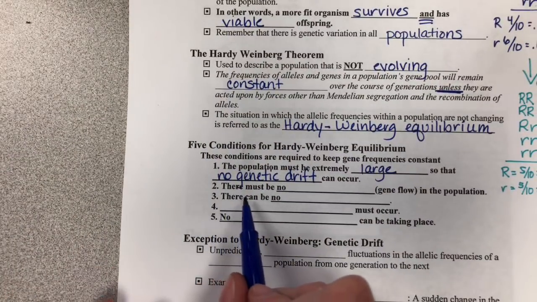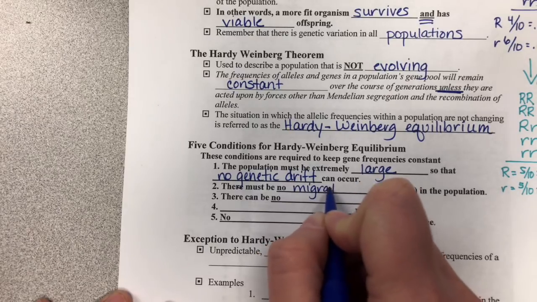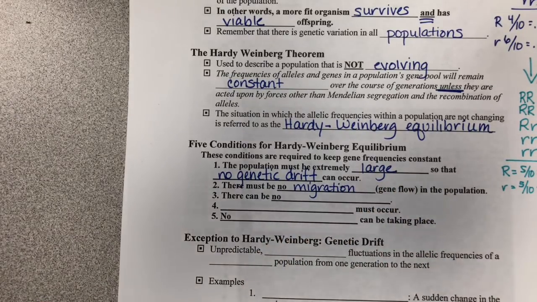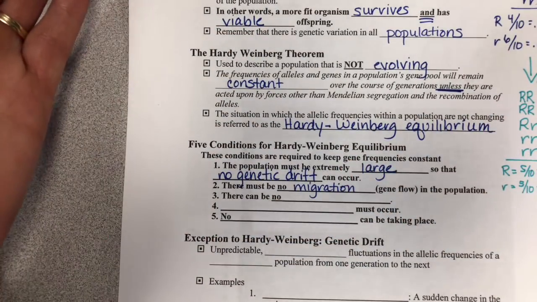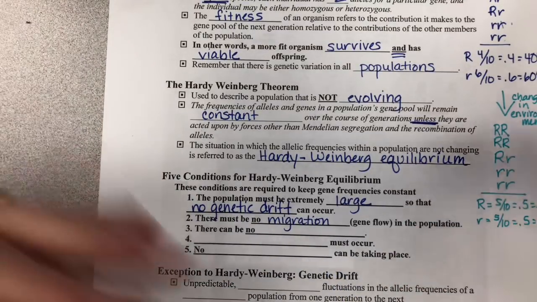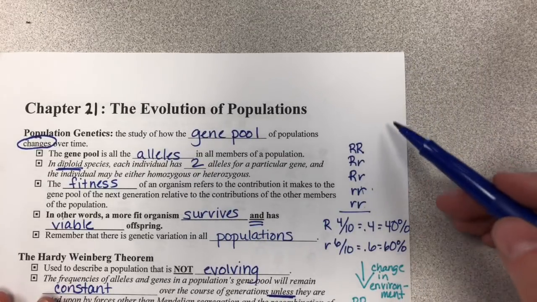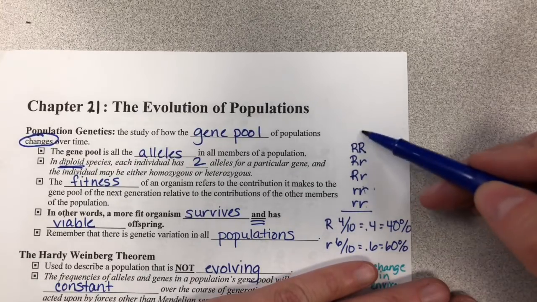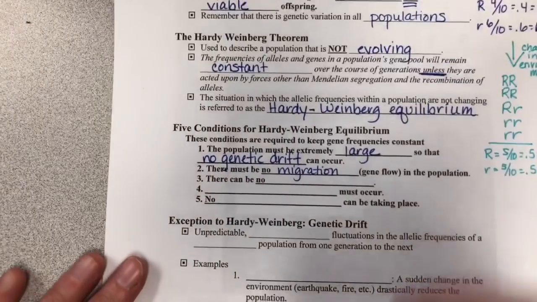Number 2, there must be no migration, so no gene flow in the population. No individuals can move in and no individuals can leave. That's migration: there's immigration and emigration, coming in and leaving. You can see that if a family that was all little r's moved into this original population, that would change the frequency of the little r's.